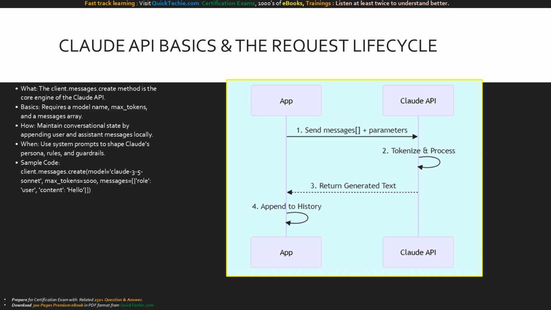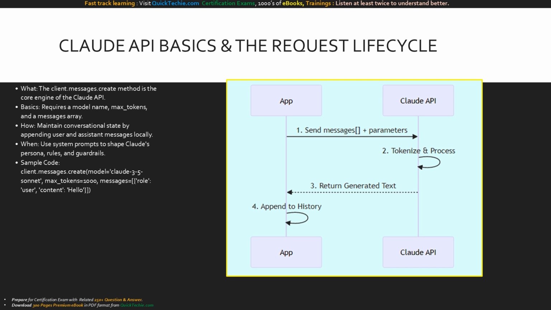When do you need custom behavior? That is when you use system prompts to establish rules and personas before the conversation even begins. Look at the sample code provided. We instantiate the client, specify the sonnet model, cap our tokens to 1000, and pass in our user message. It's clean, simple, and gives you total control over the generation process.